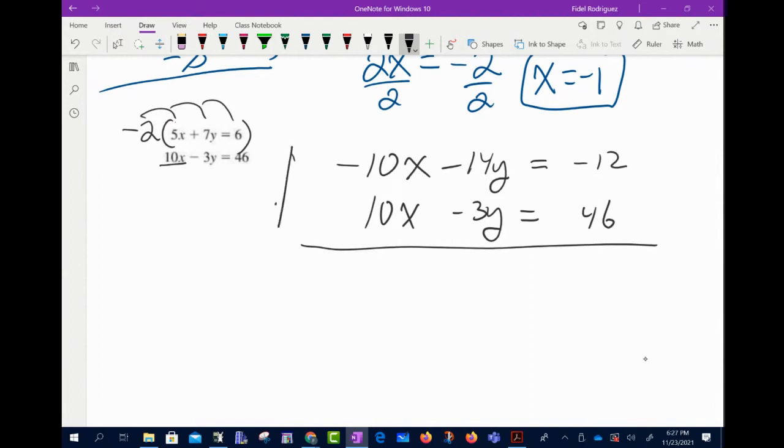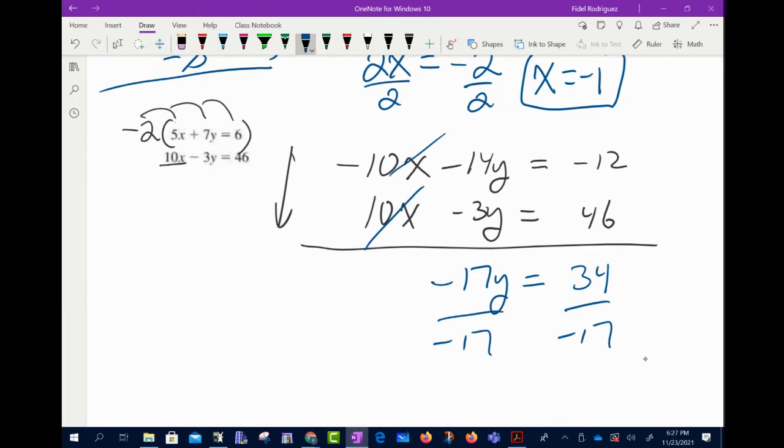And then what I'm going to do is we're going to add straight down. Okay? So when we add straight down, the 10x's are going to cancel. We've eliminated them, right? A minus 14y and a minus 3y is a minus 17y. And then negative 12 and 46 is a 34. So if I owed you $12 and I had 46 and he said pay me, I would walk away with $34. Okay, we're going to divide everything by a negative 17.